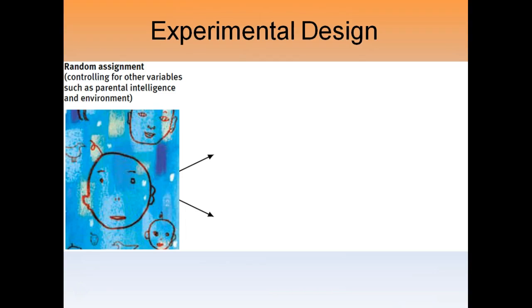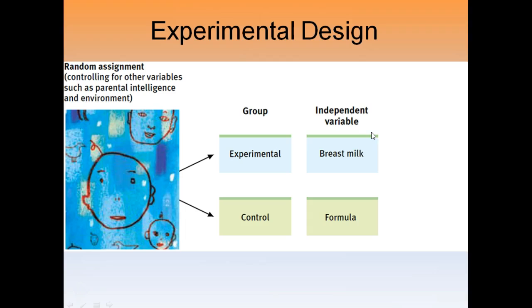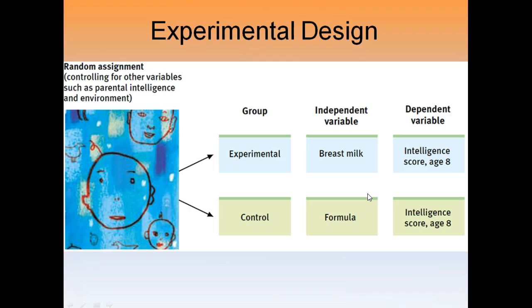Random assignment. So we have two groups. This is how we design an experiment. We have your experimental group and your control group. I randomly assign them, so I don't know who's going into what. It's just a random thing. And then I have an independent variable. I give the experimental group breast milk, and I give the control group formula. And this is an actual study, by the way.